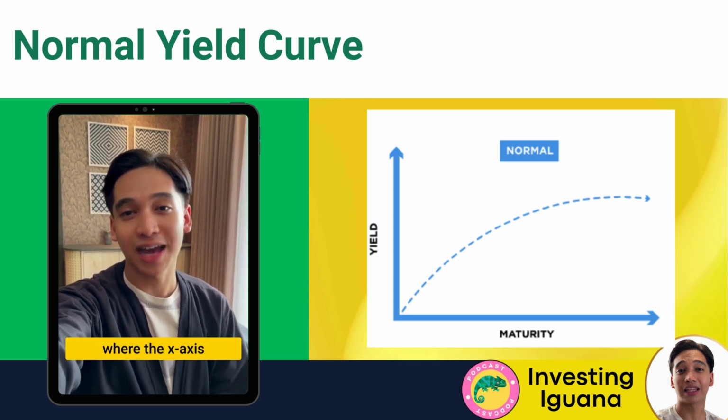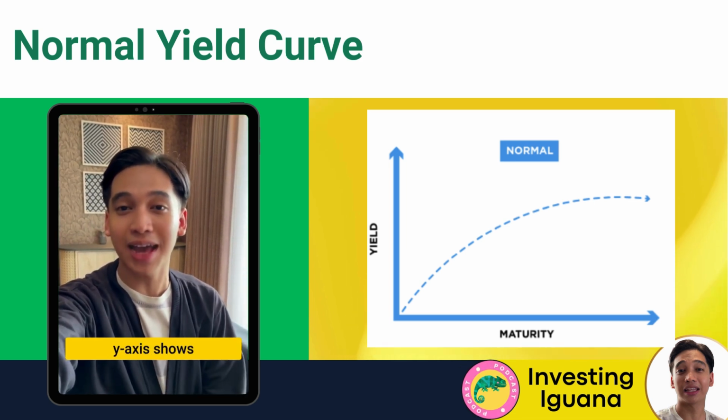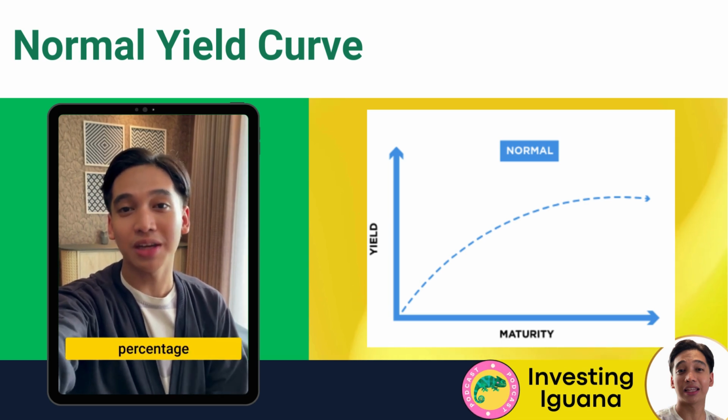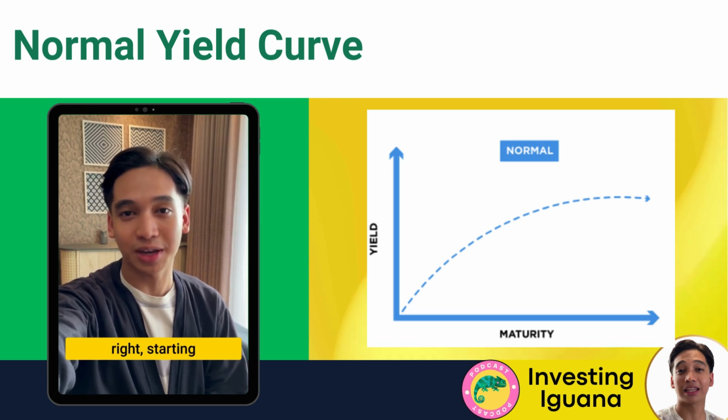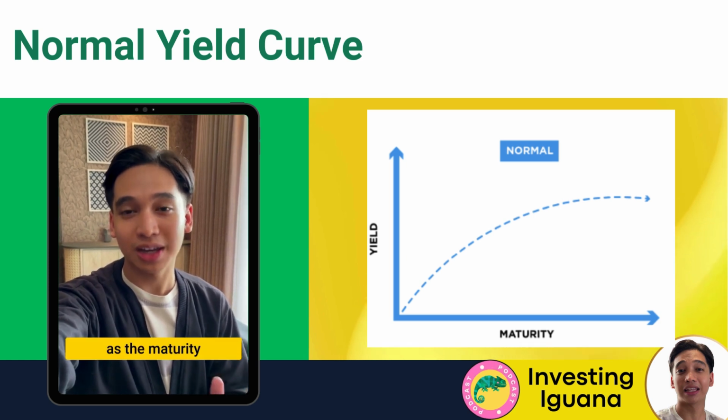Imagine a graph where the x-axis shows time, from 3 months to 30 years, and the y-axis shows yield percentage. A normal yield curve would look like a smooth upward slope from left to right, starting low and gradually climbing higher as the maturity increases.